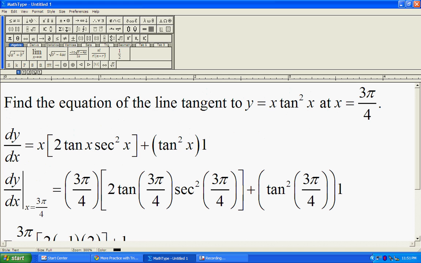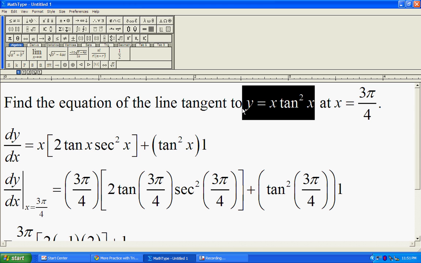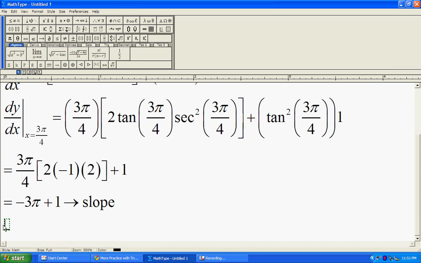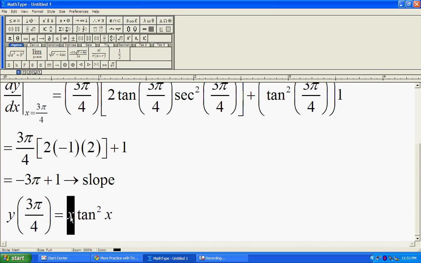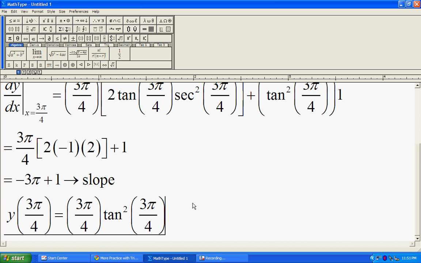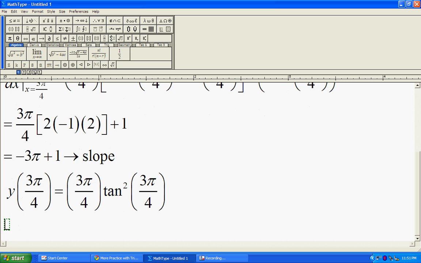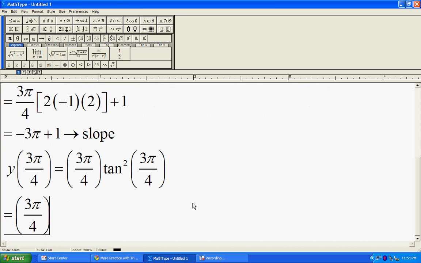Now, in addition to knowing the slope of our tangent line, we also need to know a point on the tangent line. And so we need to find the y value corresponding with the x value 3 pi over 4. So y of 3 pi over 4 is going to be 3 pi over 4 times tangent squared of 3 pi over 4. So you get 3 pi over 4 times 1. Therefore, this is just going to be 3 pi over 4.